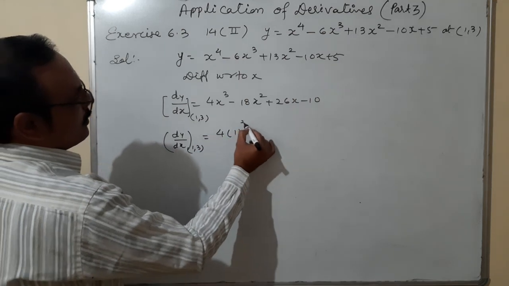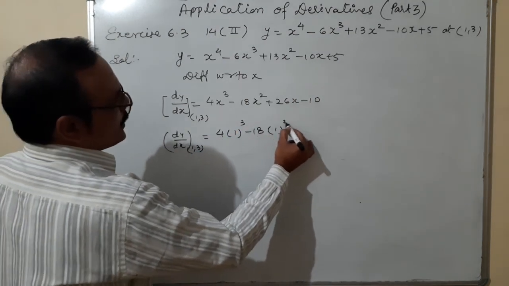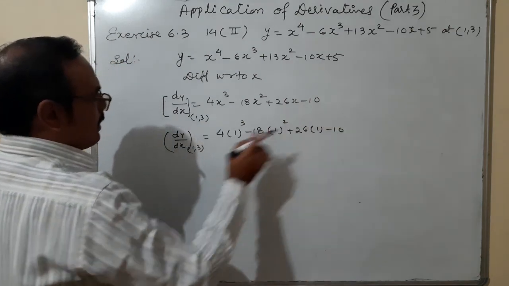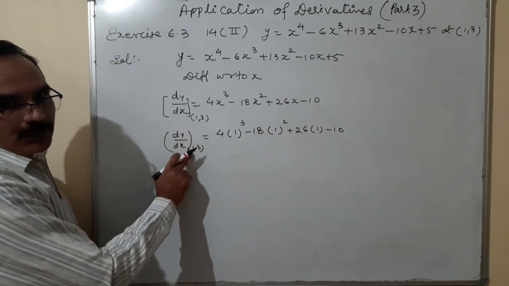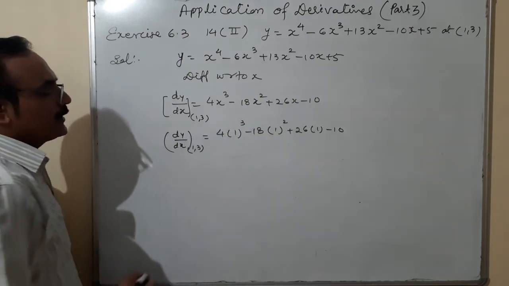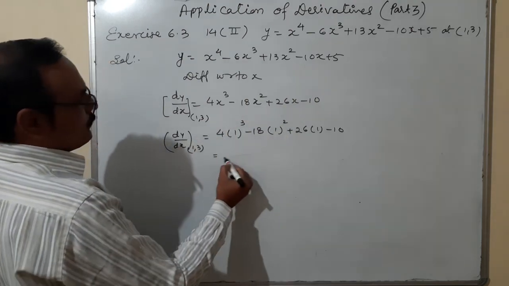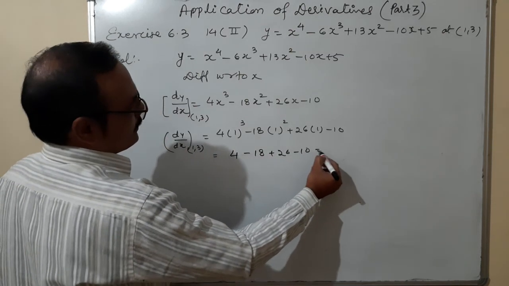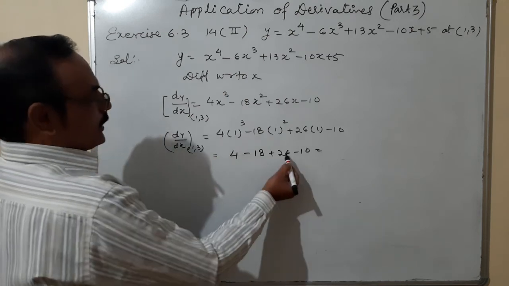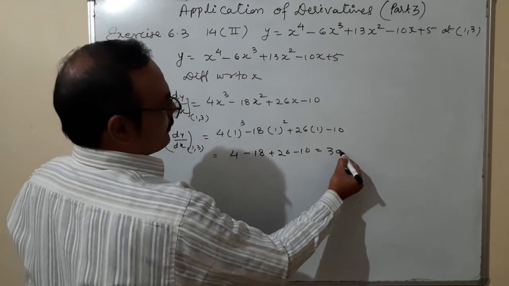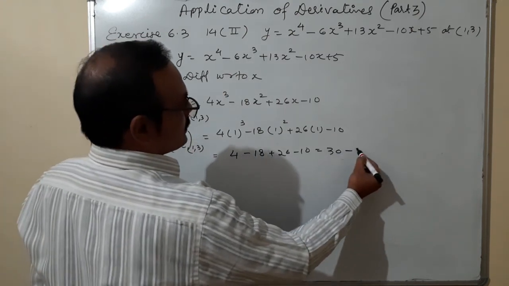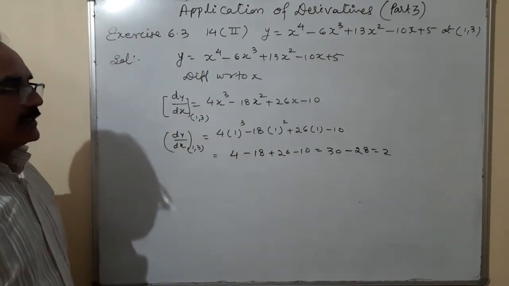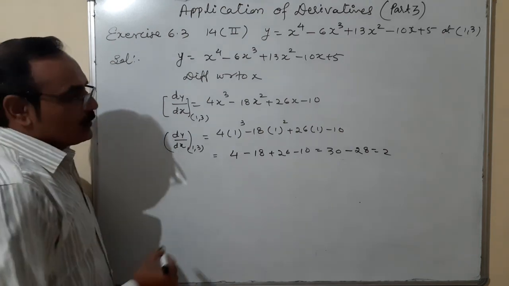4 minus 18 times 1 square. Is that okay? This is x0 and it is y0. So x0, we will put the value here. So the result is 4 minus 18 plus 26 minus 10. Positive terms 26 plus 4, it is 30, minus negative terms 18 and 10, minus 28, result is plus 2. Okay. This is the tangent slope. Slope is equal to 2.